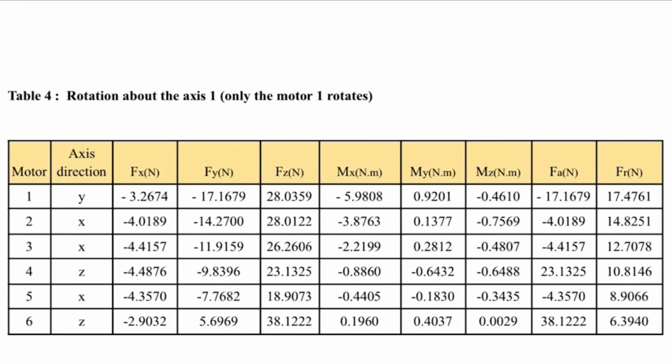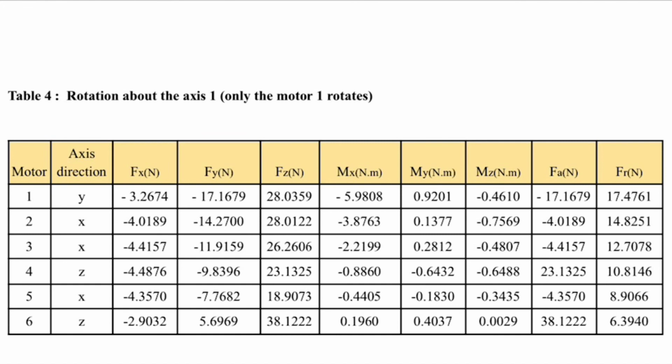In table 4, it is fault analysis. Rotation about the axis 1. Only the one motor rotates. Motor 1 is Y axis. Motor 2 and motor 3 is X axis. Motor 4 is Z axis. Motor 5 is X axis. Motor 6 is Z axis.